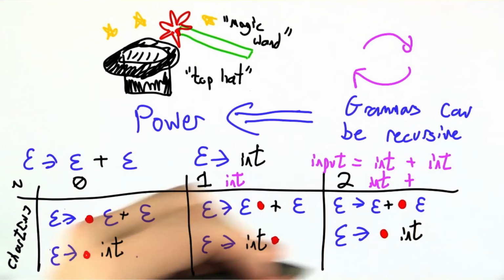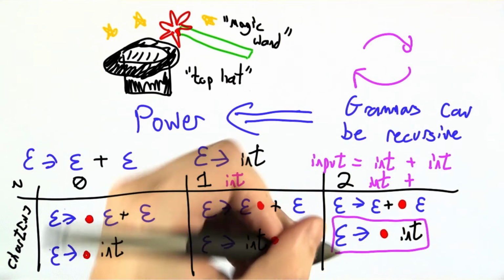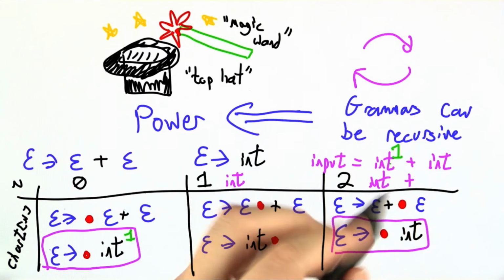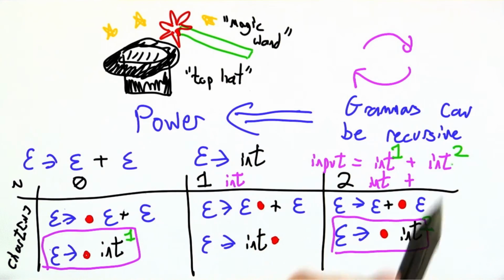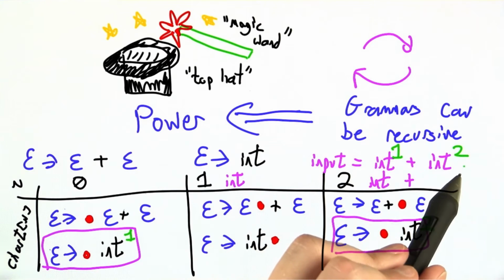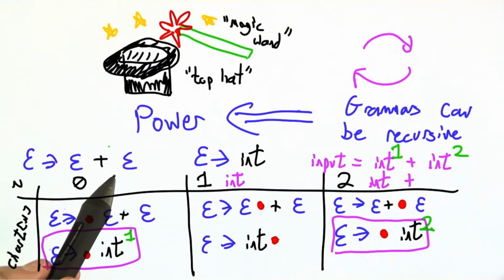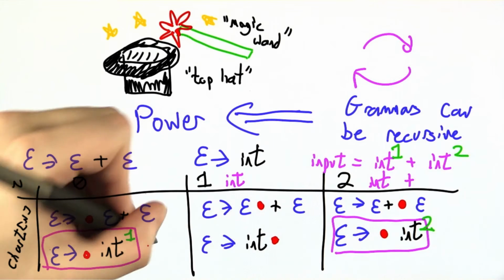But here's where the potential ambiguity comes in. This state is exactly E goes to dot int. We saw that same state back here in chart position 0. However, they're not exactly the same. This one corresponds to the first int in our input. This one corresponds to the second int in our input. Right? This is what we're thinking about when we haven't seen any tokens yet. This is what we're thinking about when we've seen 2 tokens, but not the 3rd. The parsing rule is similar because the grammar is recursive. It has a small finite structure. But we really need to remember one extra bit of information.